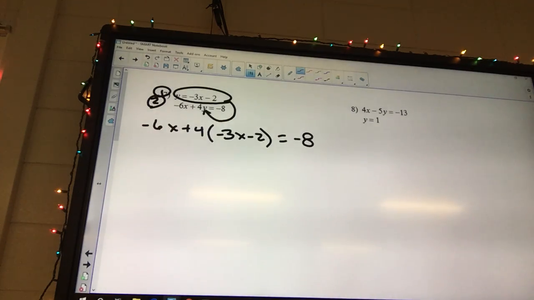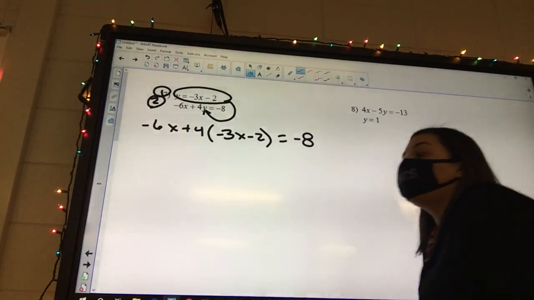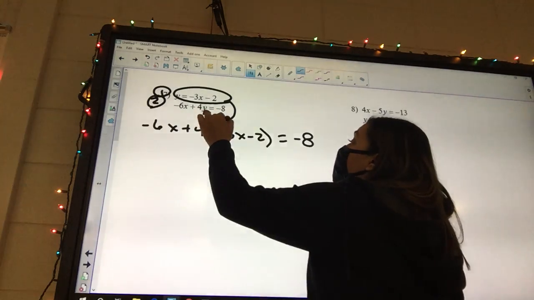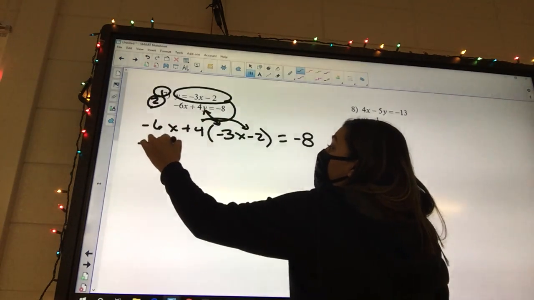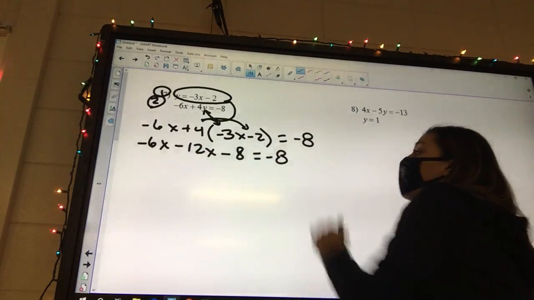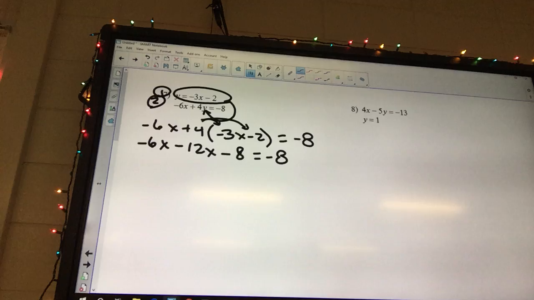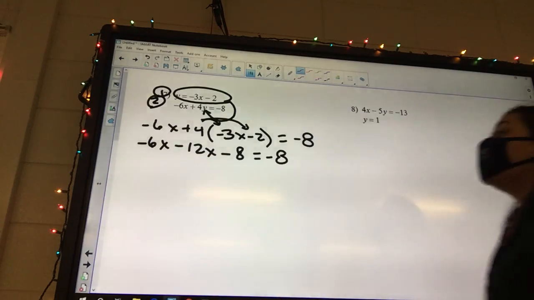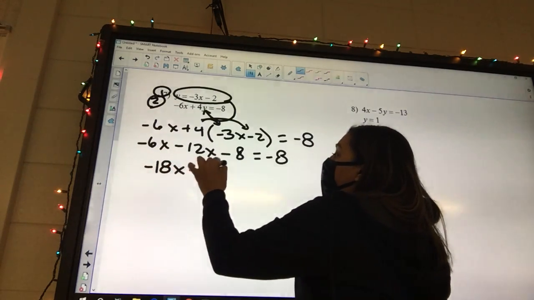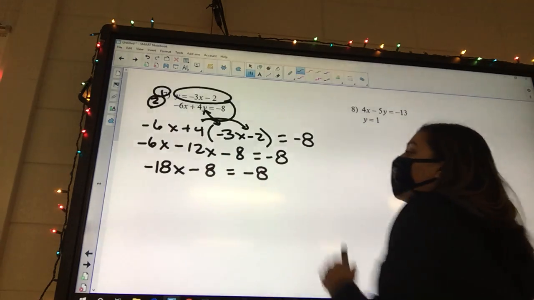And then keep going on this side. Okay, what do we need to do? We gotta distribute. So I got negative 6x minus 12x minus 8 equals negative 8. What's our next step? Combine like terms. So I got a 6 and a negative 12. It's gonna give me negative 18x minus 8 equals negative 8.